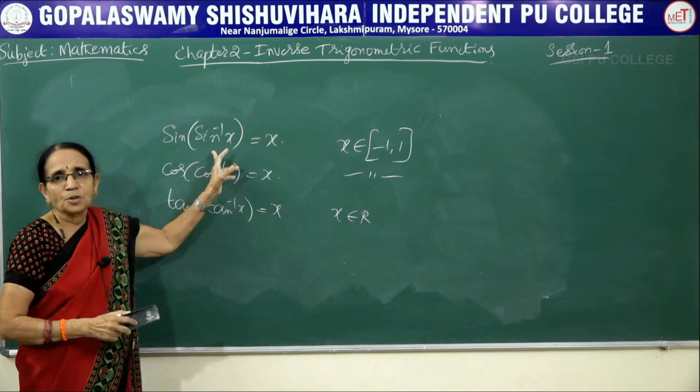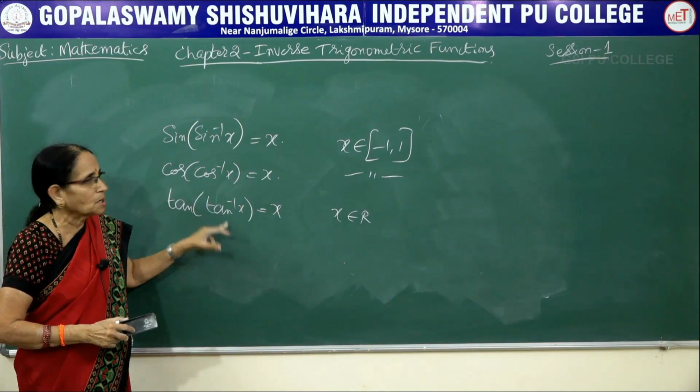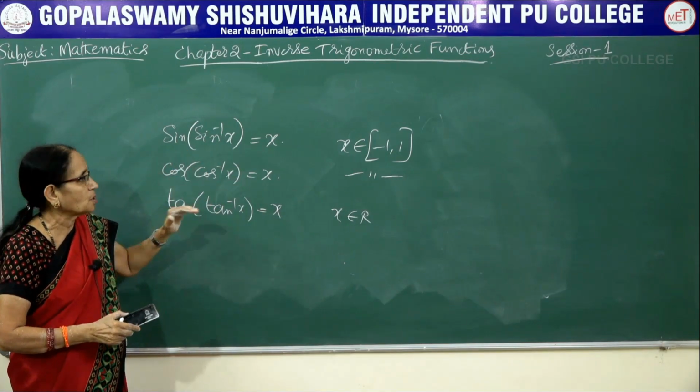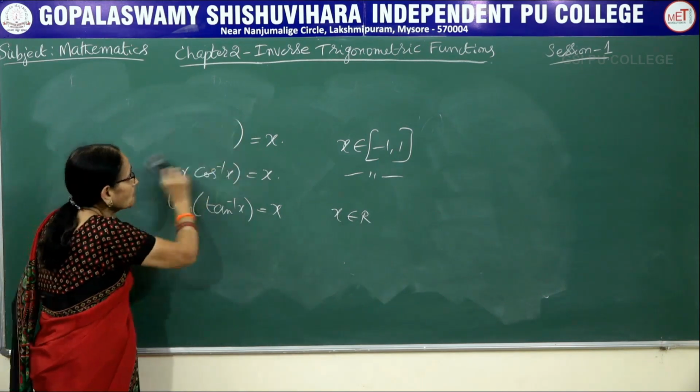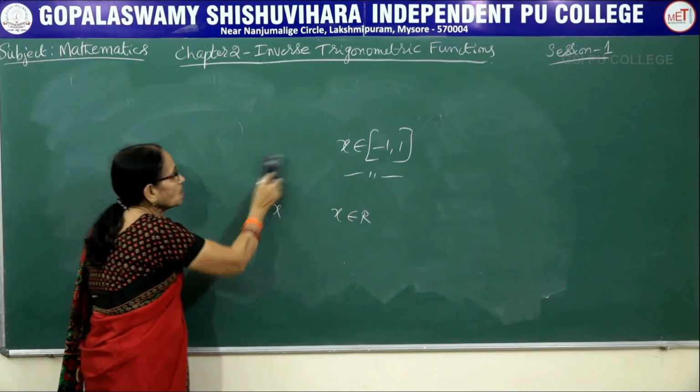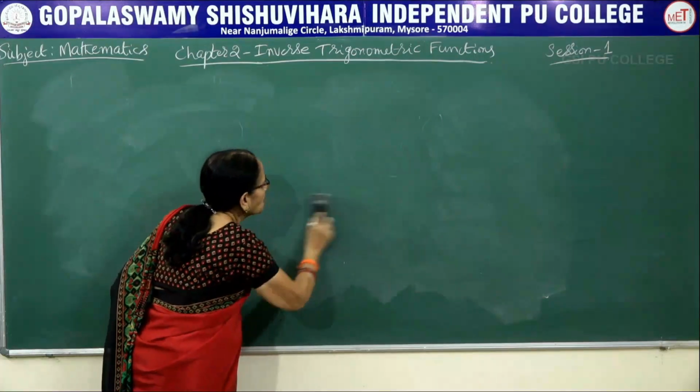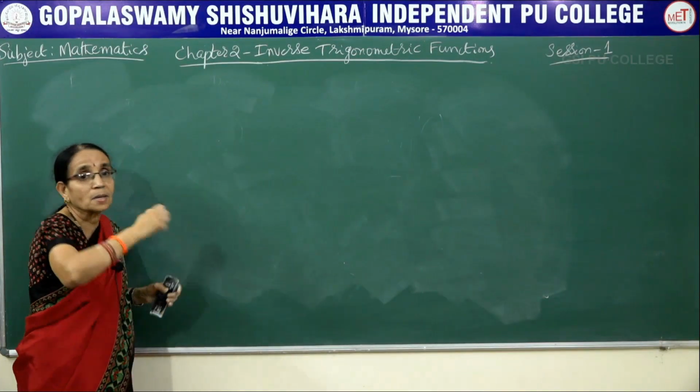Here what I have done? First I have operated the inverse function, then I have operated the sine function. These are the three, because when we work out the problems, we come across such situations, then directly you can write the values. Now let me consider the other order.